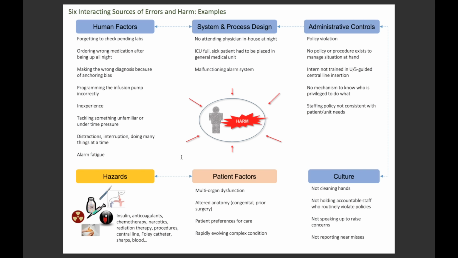There are patient factors, multi-organ dysfunction, anatomy. Think about situs inversus, right? You can make all kinds of mistakes if you don't know the patient has situs inversus. Take the gallbladder out on the wrong side, for example. Patient preferences for care, and just rapidly evolving complex cases make things really, really hard. And then there's culture.